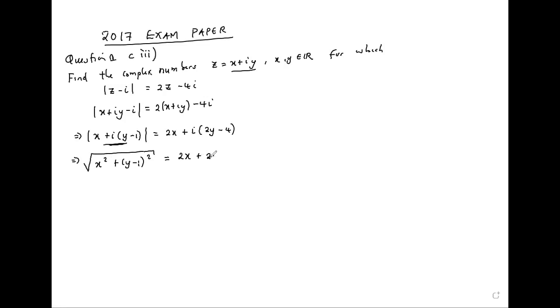plus 2I Y minus 2. Then we want to square, so even this side will square, so that we have X squared plus Y minus 1 squared is equal to 4X squared plus this guy times this guy, will get 4, then 2 of them, so we'll have 8XY minus 2I, and then 2I times 2I is negative 4. Without I, Y minus 2 squared.